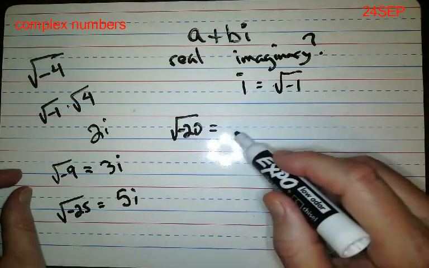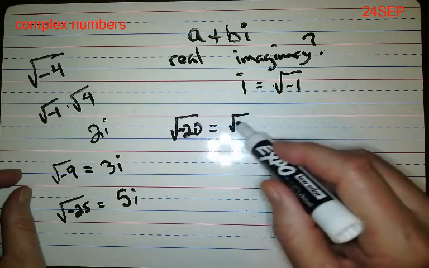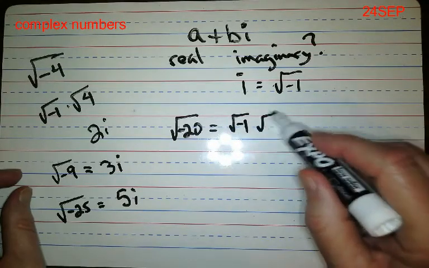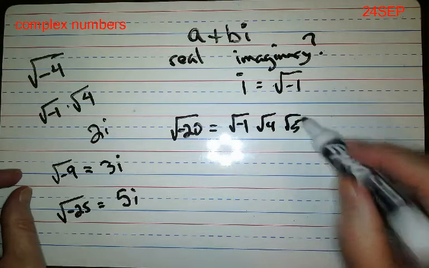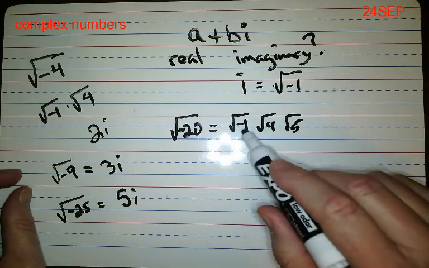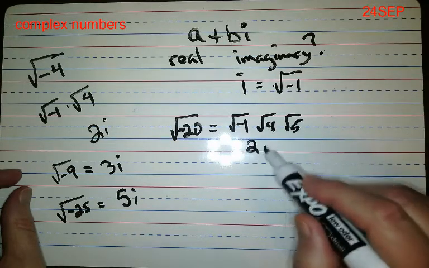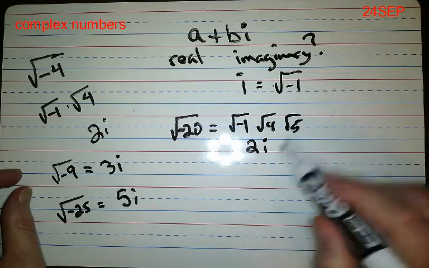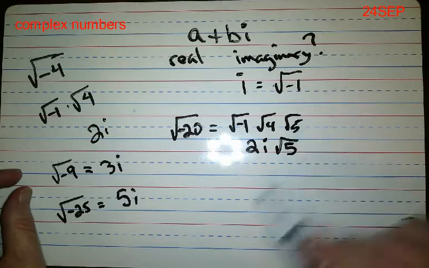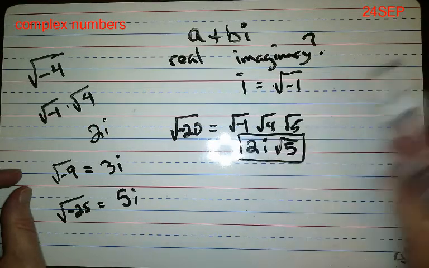You gotta break it down into all its little pieces. We know -1 is in there. We know 4 times 5 is 20. So this is i. And this is 2. So that's 2i. And then this has to stay under the radical. That's the answer.